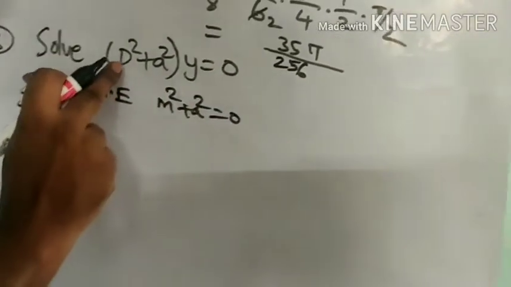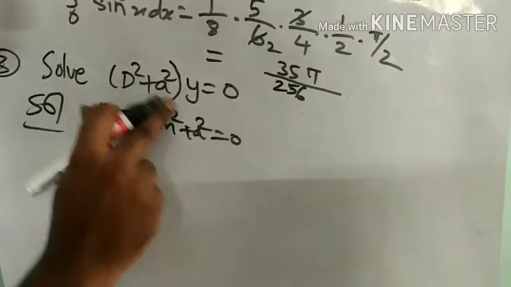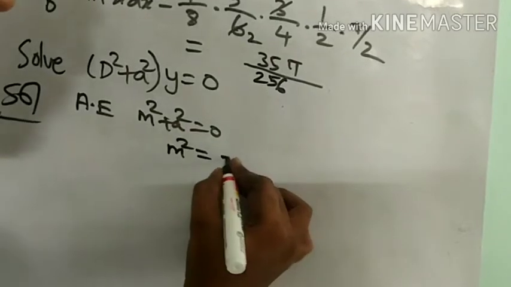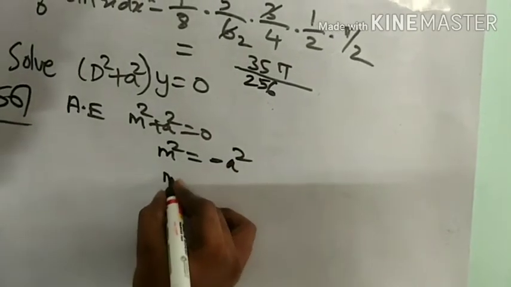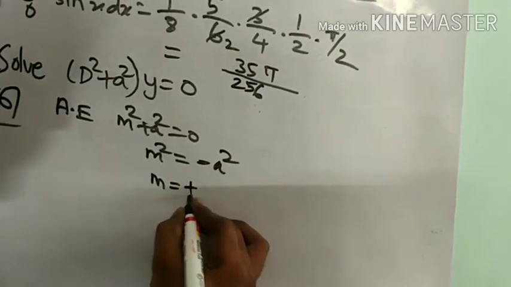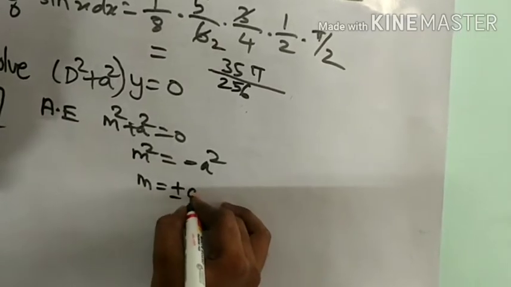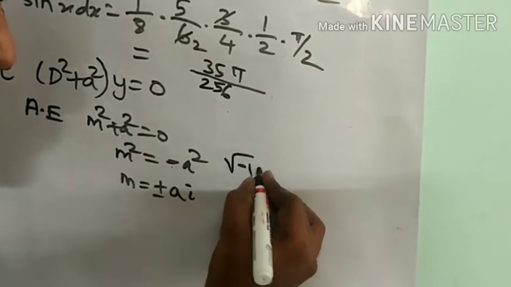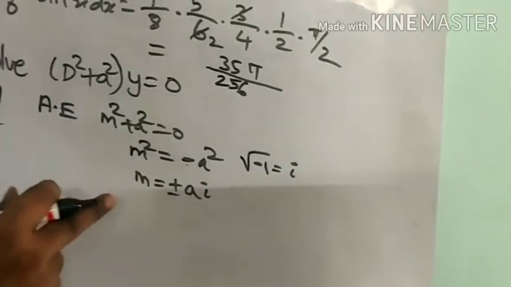Okay, in place of d you write m square plus a square equal to 0. Now m square equals, you take this a square to that side, minus a square. Now take the square root, that is m equal to plus or minus first. Square root of a square is nothing but a, and this minus you write i, because root minus 1 is nothing but i.